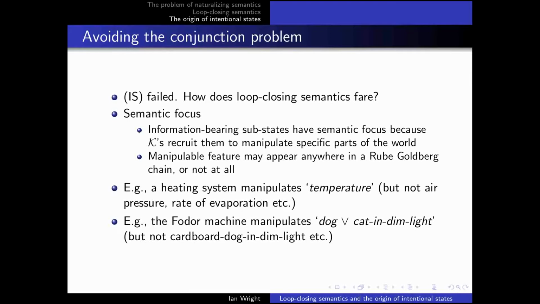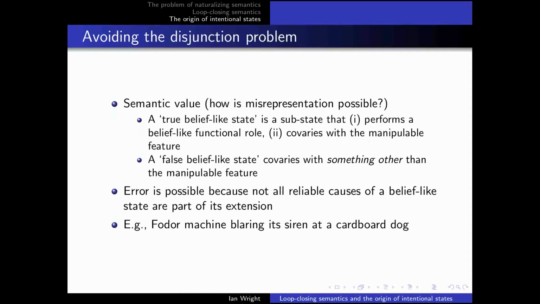Loop closing theory explains the possibility of misrepresentation as a consequence of the fact that the control mechanism can be active and therefore instantiate control states that refer to its manipulable feature without the manipulable feature actually being present in the world. Error is therefore possible because not all reliable causes of a belief-like state are part of its extension. So for example, the Fodor machine blaring its siren at a cardboard dog, this is a case where the machine has a false belief that a dog is present. Loop closing theory therefore can avoid the disjunction problem.